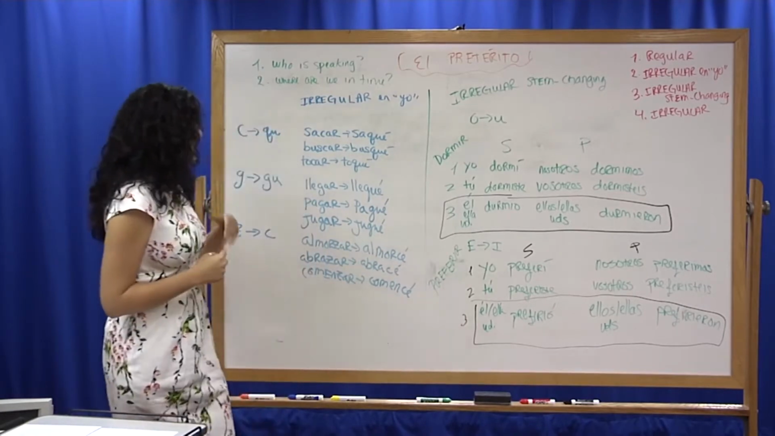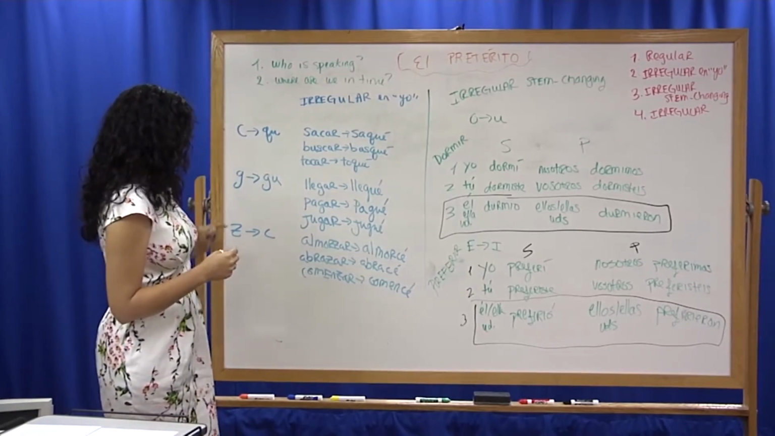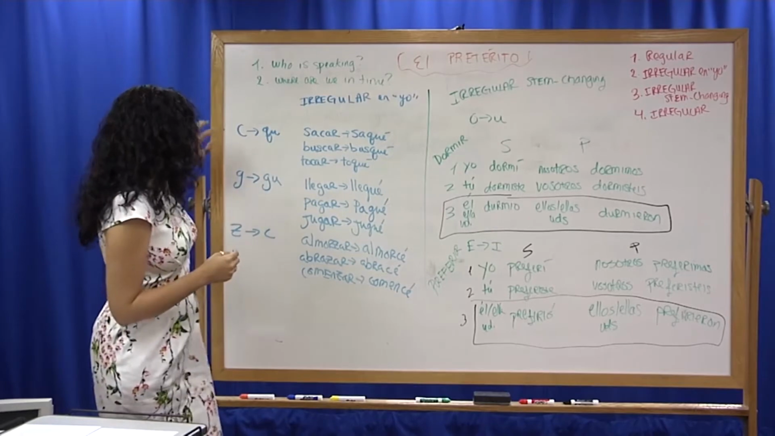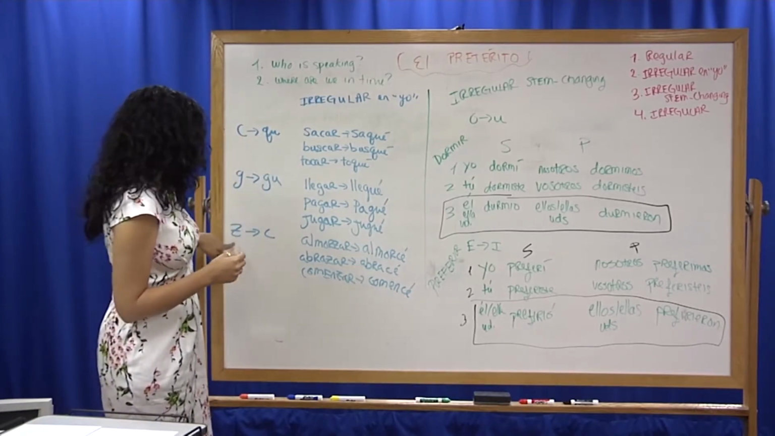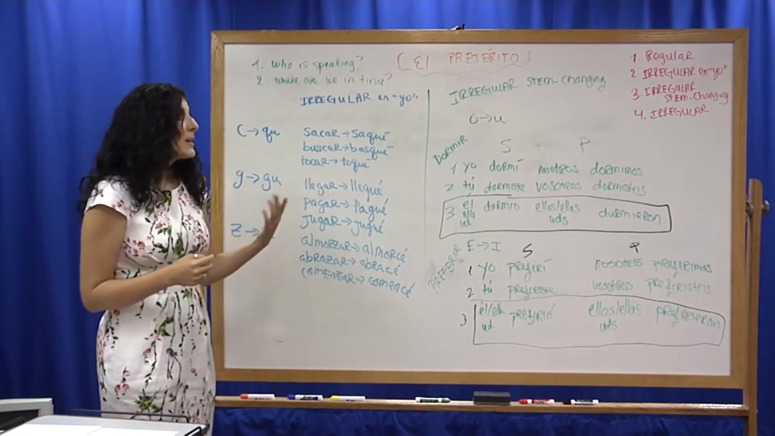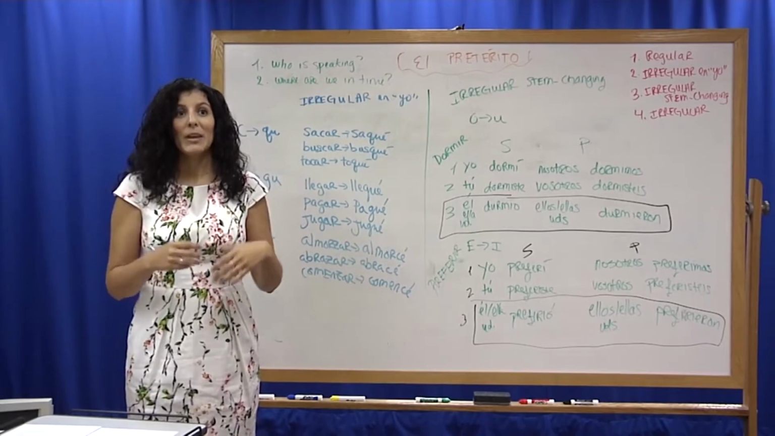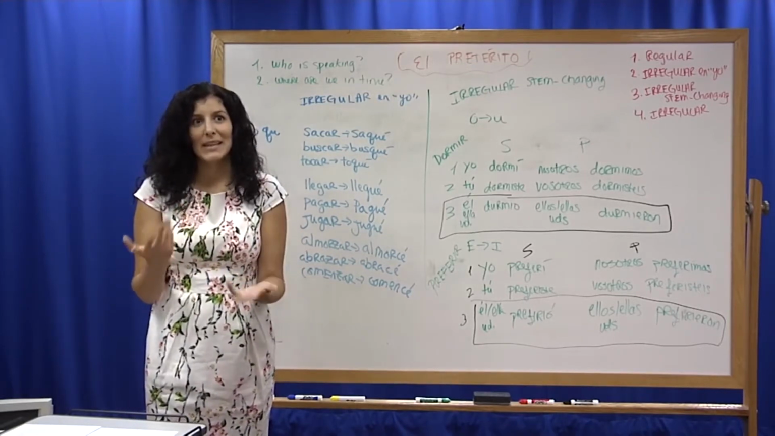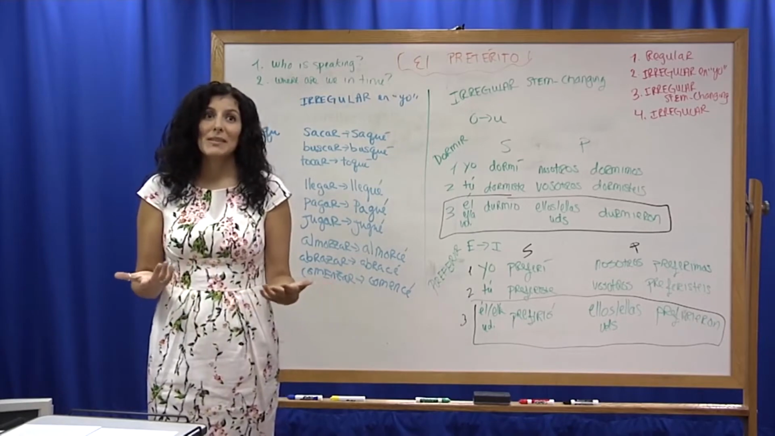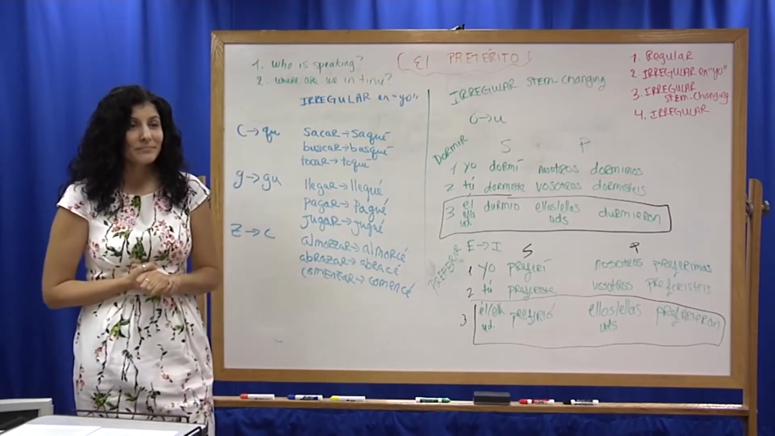Well, here we go. We have three categories of irregular verbs in the first person singular. And that is C becomes QU, G becomes GU, and Z becomes C. Now, these categories are really here for phonetic purposes. If you left the verb as it is, it would not make the same sounds. So for phonetic purposes, we have to change the C to a QU and the G to a GU, etc.